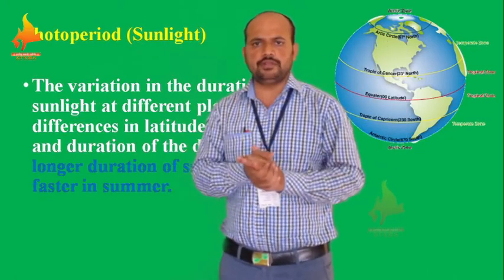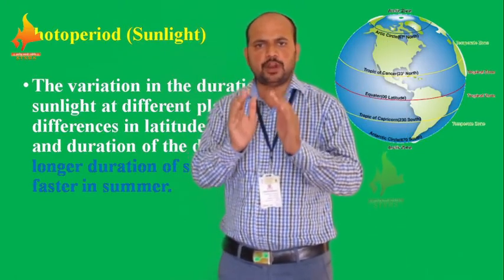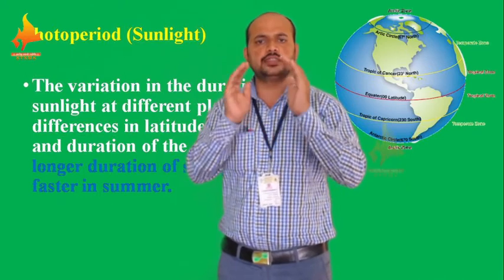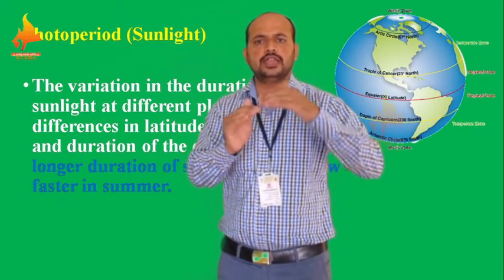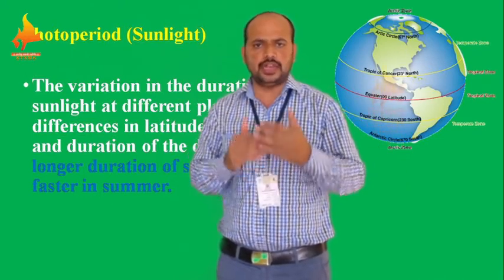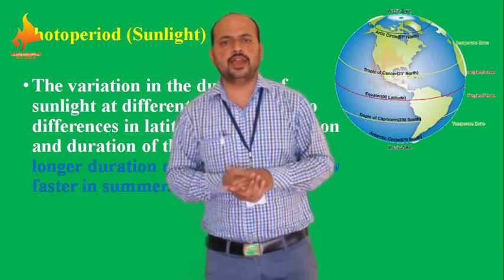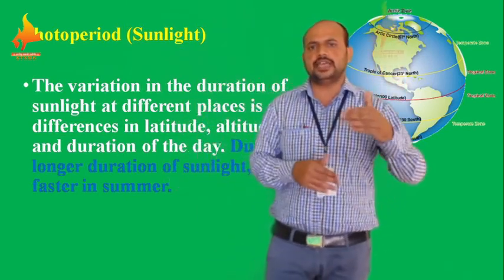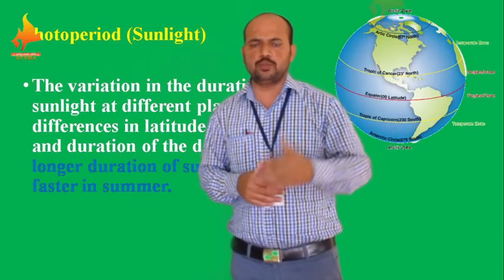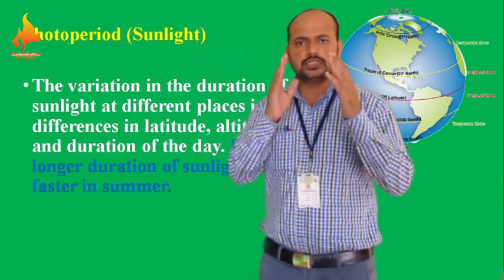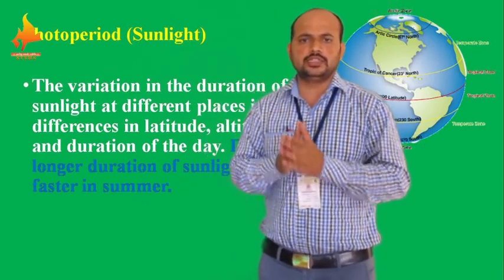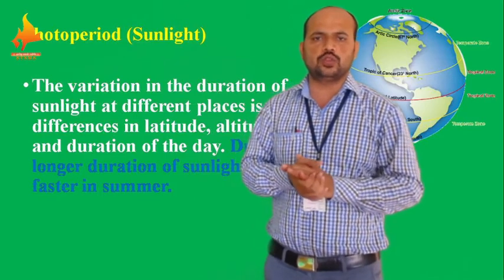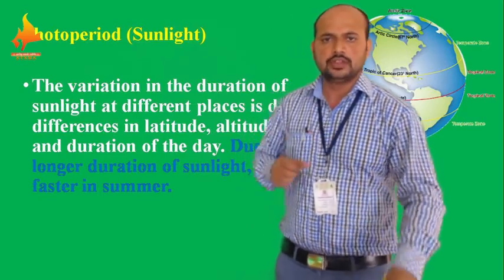And we know it very well that the subtropical or the tropical region has more photoperiod than the temperate region. And that's why the southern slope of Himalaya has dense vegetation as compared to the northern slope of Himalaya. Because this sunlight is very much important for the growth of plants.